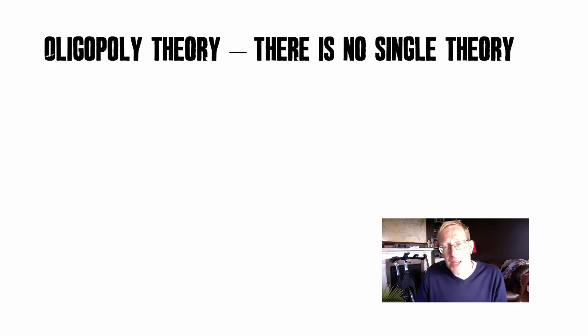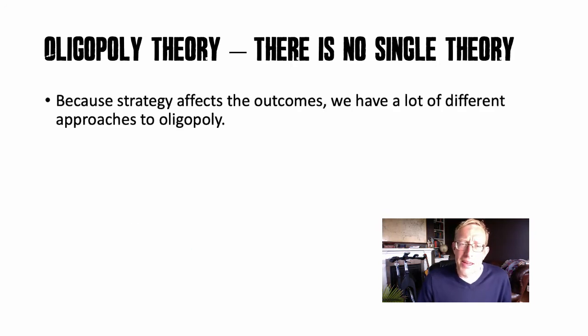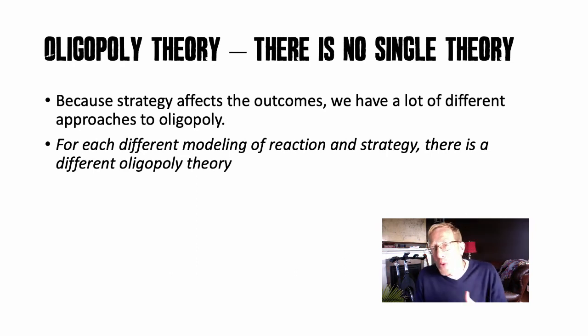We have the monopoly model, we have the competition model. We really even have one model just for monopolistic competition. But in oligopoly, that's not it at all, because strategy affects the outcomes. And as people adopt different strategies, there are different approaches that can be taken to the oligopoly setting. So what we say about oligopoly is that for each different modeling of reaction and strategy, there's a different oligopoly theory. And there are dozens of oligopoly theories.